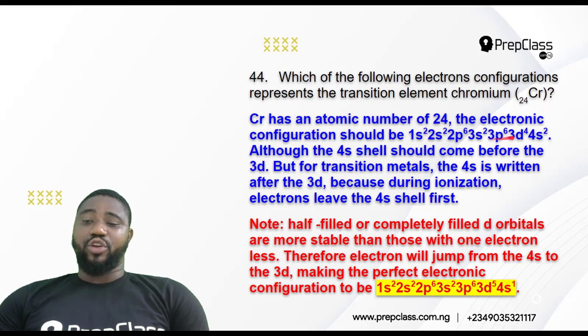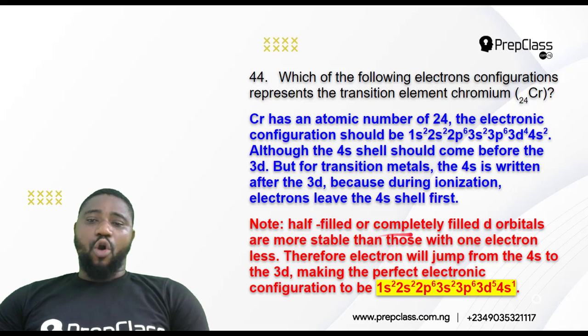serve as a correct electronic configuration of chromium, because half-filled or completely filled d orbitals, this 3d now, are more stable than those with one electron less. Now, completely filled d orbital has a maximum of 10 electrons. So half-filled, we have 5 electrons. So what I'm trying to say is that half-filled, which is 3d5, or completely filled, which is 3d10, is much more stable than this 3d4.